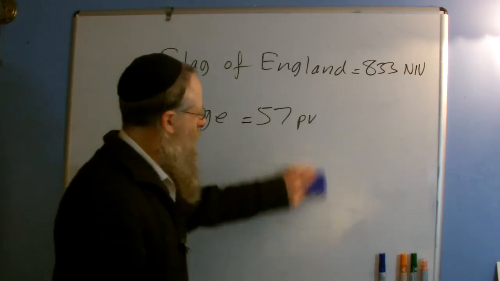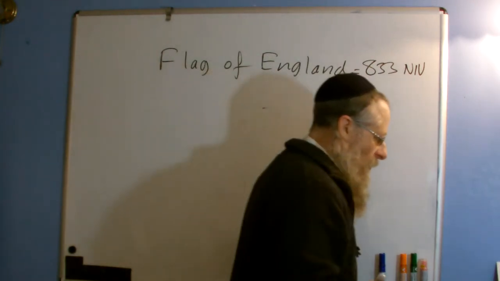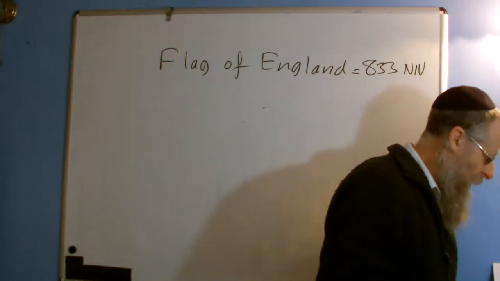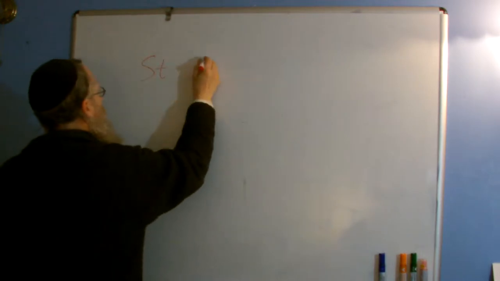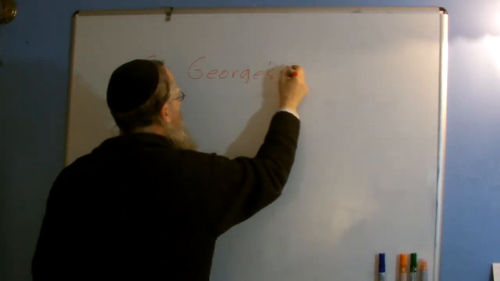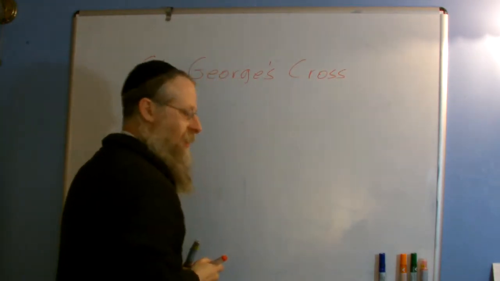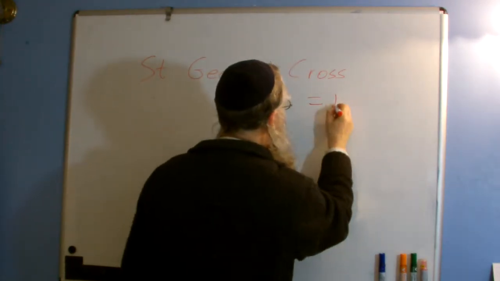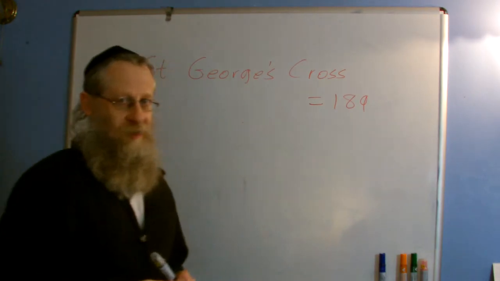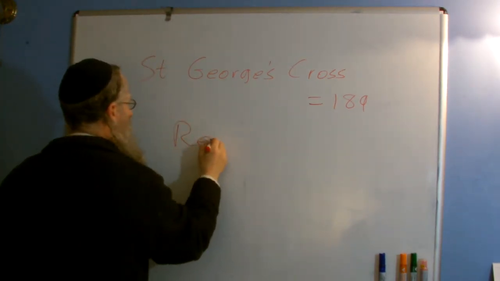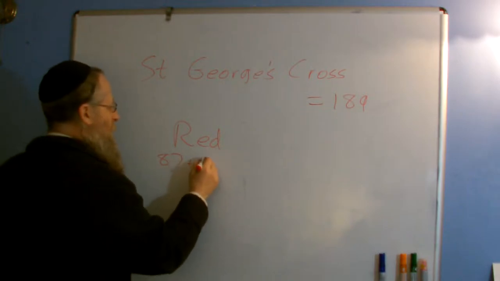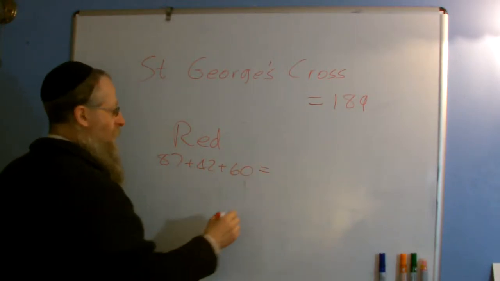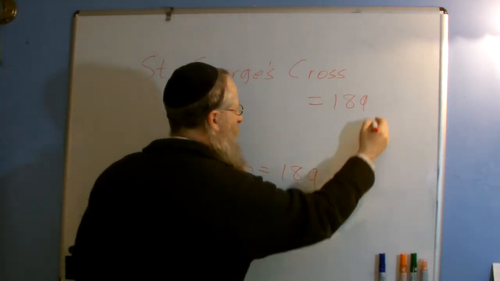So next, we're going to look at the colour. So, we have the phrase, well, I shall use the red one, Saint George's cross. Okay, we're going to use the placement value. The placement value for this is 189. You can check me out on that, 189. And then we're going to take the word red, and we're going to use the NIV value. NIV, R is 87, 42, plus 60, and you'll find that will come up to 189. That's the NIV value, that's the placement value.